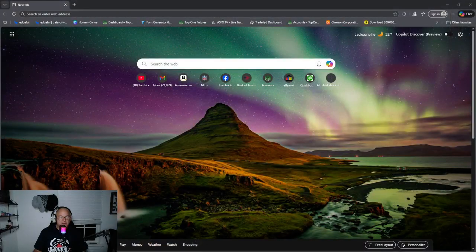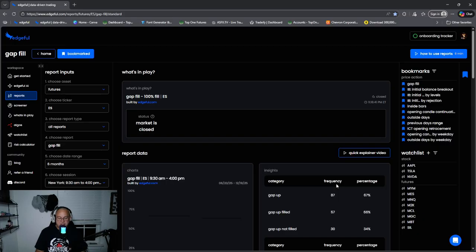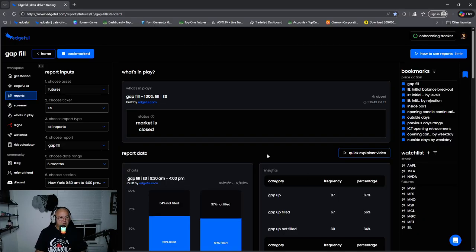I've had a couple of people ask me, how do you use the IB report from Edgeful? And this is the answer to that instead of just typing out several big paragraphs on going through it. So let's head on over to a web browser and we'll go on into Edgeful, okay? Edgeful is a fantastic platform that gives you all the stats you need to have an edge in the markets.